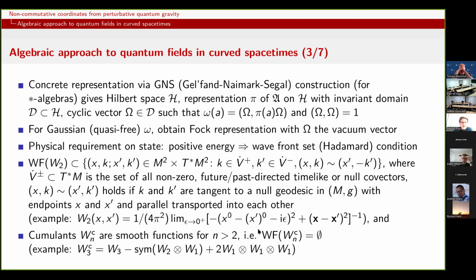So you see, let's forget about the epsilon for the moment. If the difference between x0 and x prime 0 is the same as the difference between x and x prime, the vector points... So when you're on the light cone, then this is singular. It's 1 over this, say, Minkowski distance. So this is divergent on the light cone.